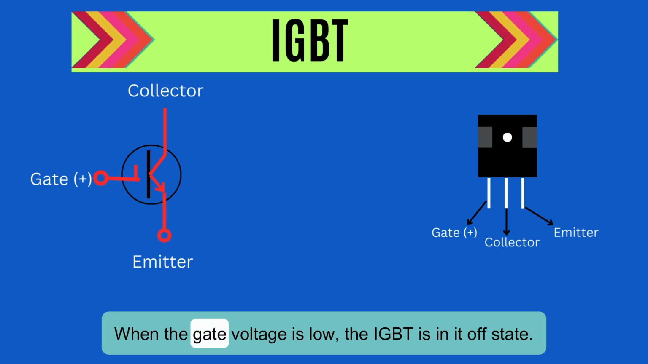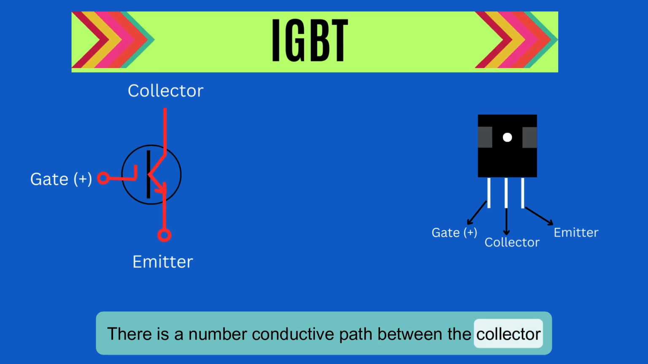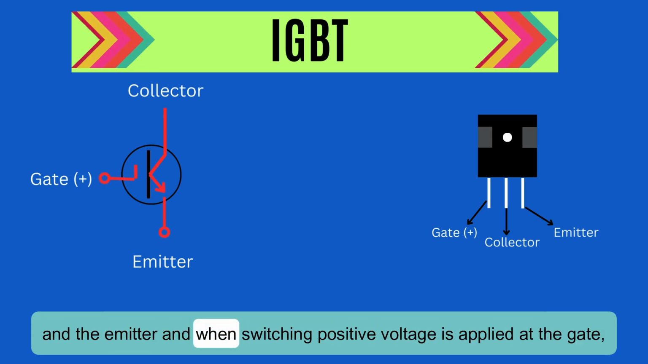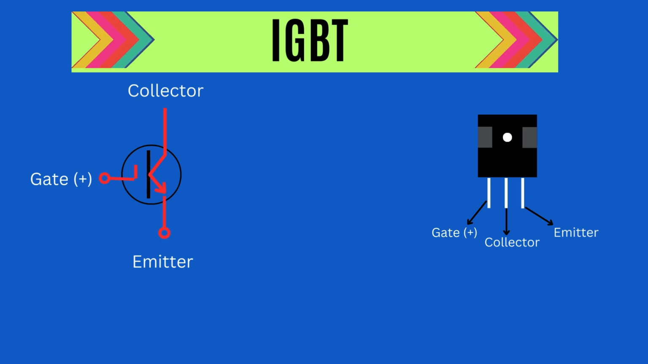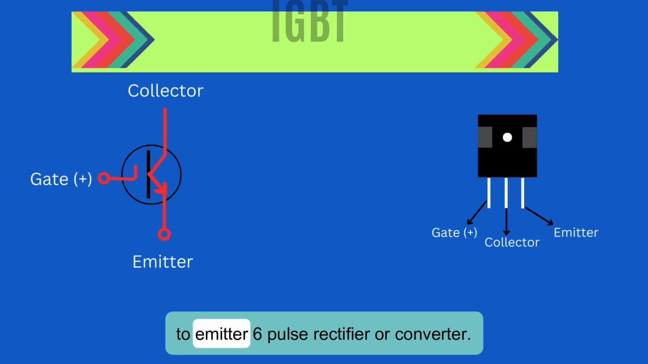When the gate voltage is low and the IGBT is in its off state, there is no conductive path between the collector and the emitter. And when a positive switching voltage is applied at the gate, an electric field is created that allows current to flow from the collector to the emitter.